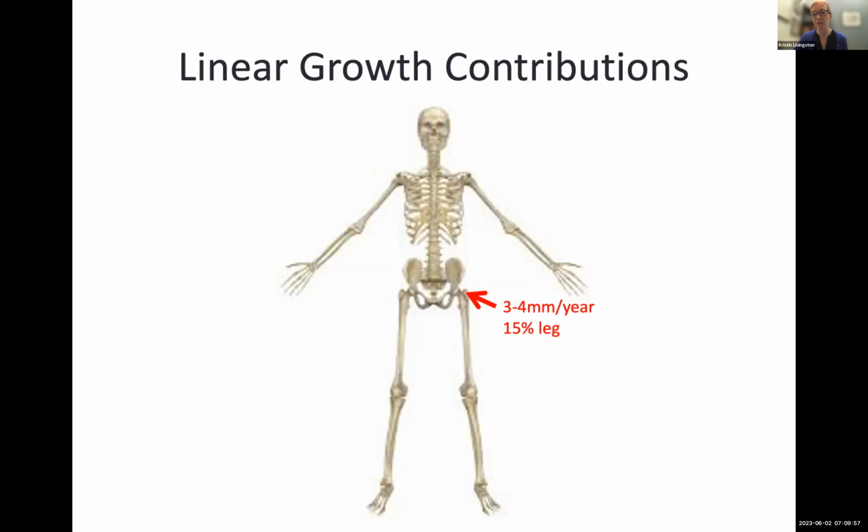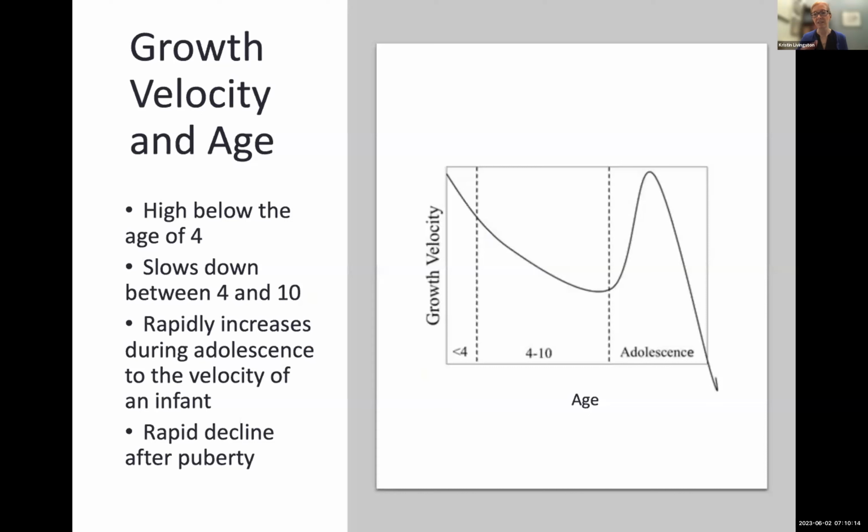So the top of the femur grows about 3 to 4 millimeters per year. The bottom of the femur is the biggest growth source, and that's about 1 centimeter per year. The top of the tibia contributes about 6 millimeters per year, and the bottom of the tibia about 4 to 5 millimeters per year.